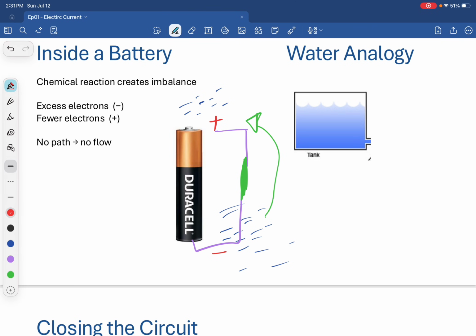Let's try to see another example. Right here you have water, a lot of water inside here. Let's draw something like this, and maybe another tank here.